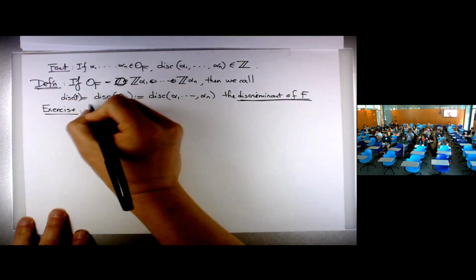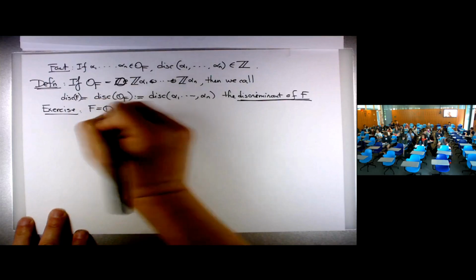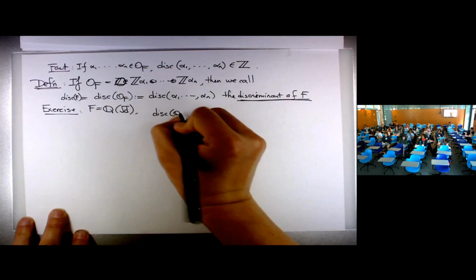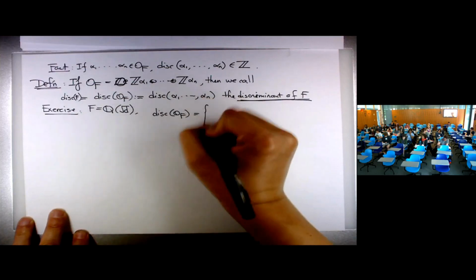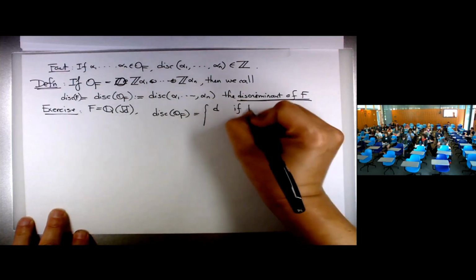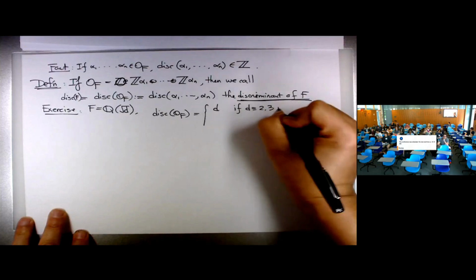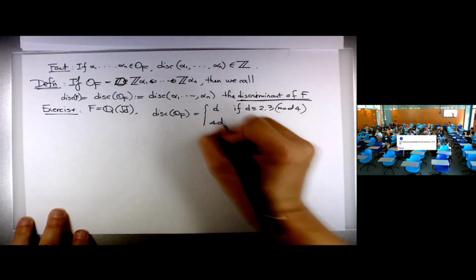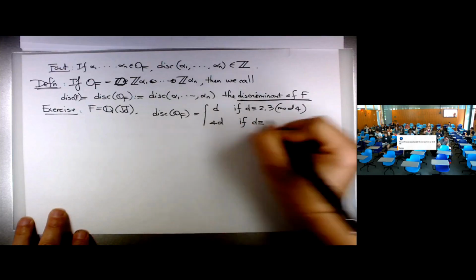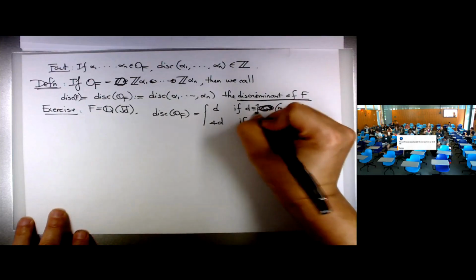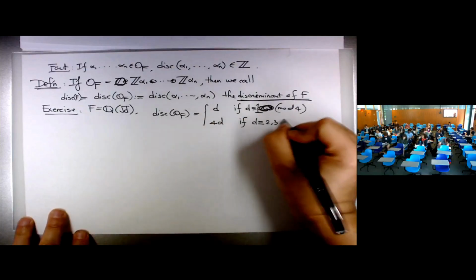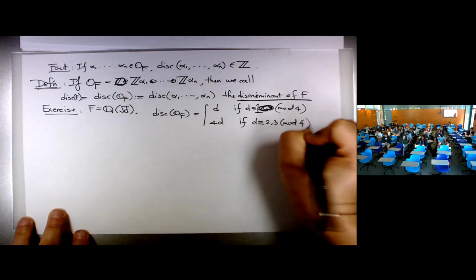If you have F equals Q adjoin root of D, then the discriminant of OF, or of F, is either D if D is congruent to 2 or 3 mod 4, or it's 4D. Sorry, if D is congruent to 1 mod 4 it is D. Otherwise, it's 4D.